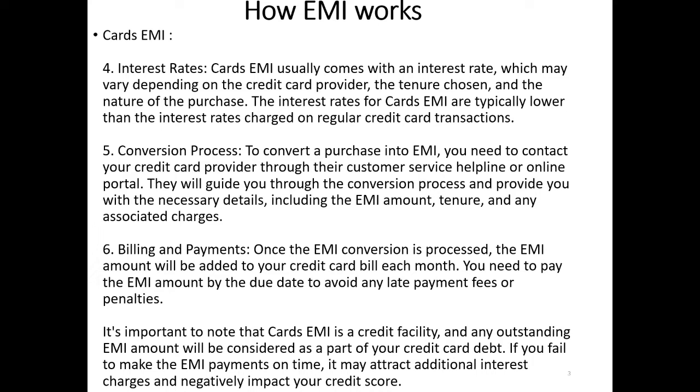The third option is, suppose we did three transactions of 10,000, 10,000, 10,000 rupees, and we know that we cannot make payment on time. So we can select those particular three transactions. We can also convert them into an EMI. Now next is the billing and payment.